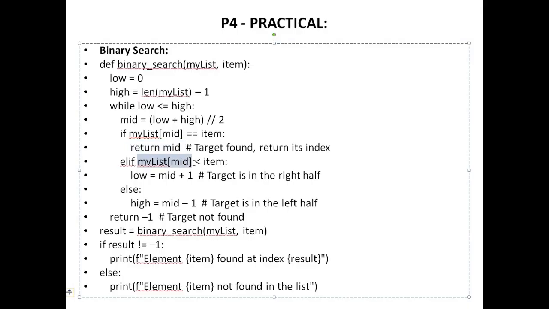Elif, you check whether it is less than the item. If it is less than the item, then you have to move towards the right hand side of the mid position, else you have to move to the left hand side of the middle position. How do you do that? You make low equal to mid plus 1, or you make high equal to mid minus 1. This logic is absolutely the same as what happens in pseudocode. There's no difference. And if this entire while loop fails, you just return -1. That means target not found.